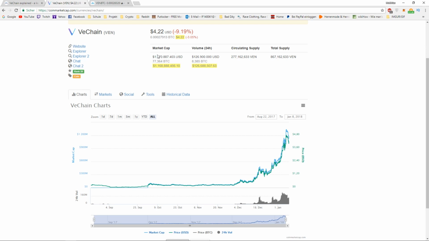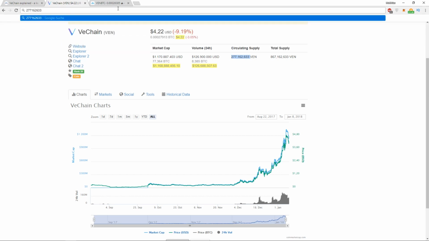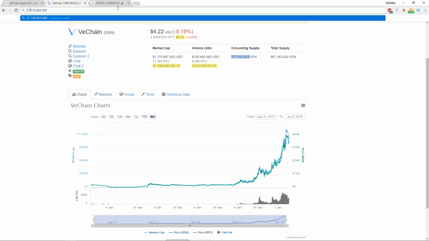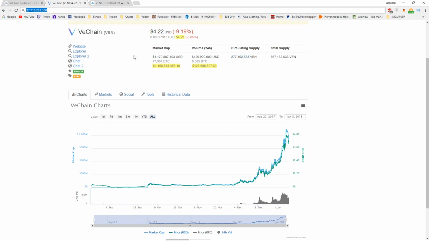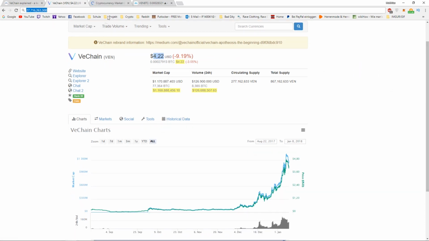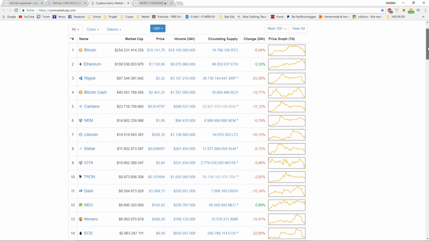So if we take a look at the current market cap, it's around 1,170,000,000. If we'd like a price of $100 per VeChain, we will need the circulating supply as of right now multiplied by 100, which would put us at 27 billion. So 27,716,000,000 would be the market cap for a VeChain of around $100. A market cap of 27 billion would put us at fourth place right now.